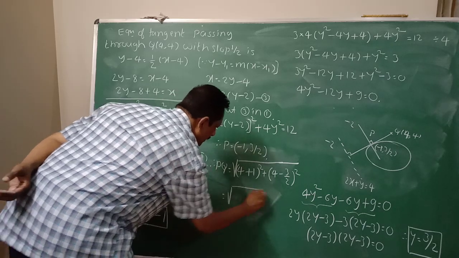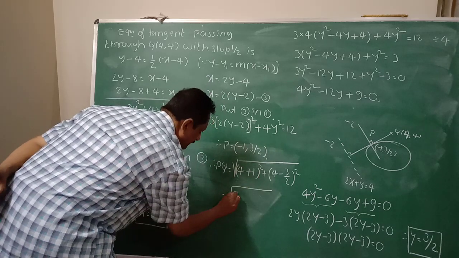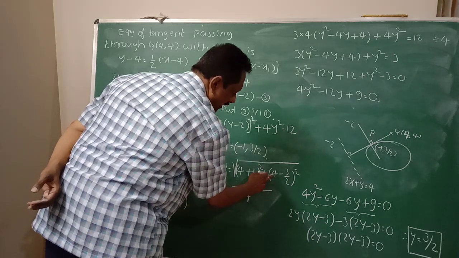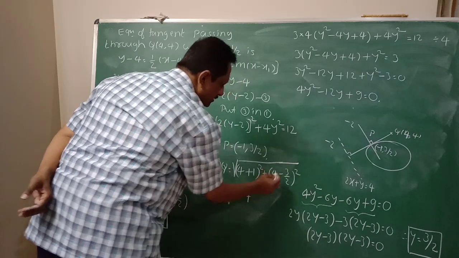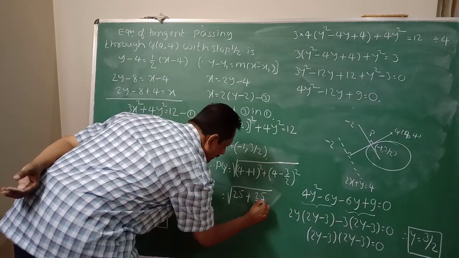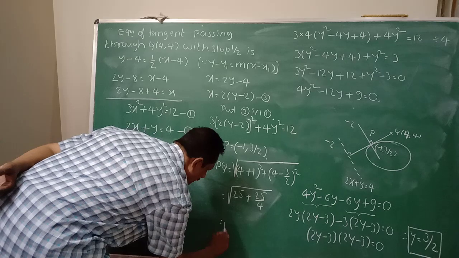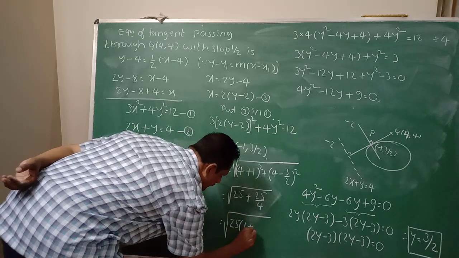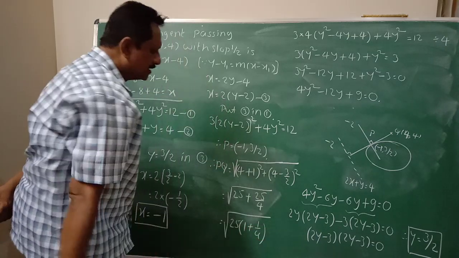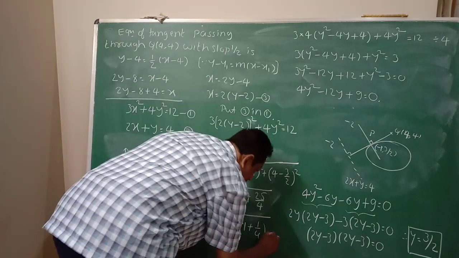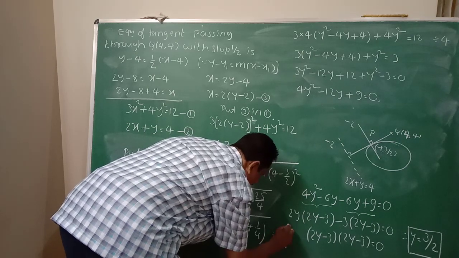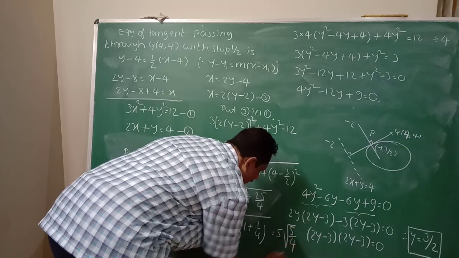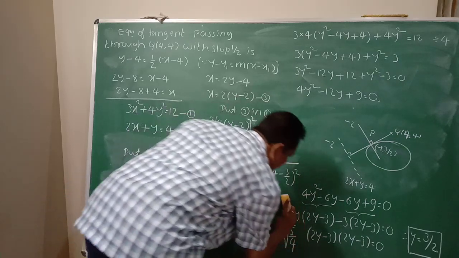Therefore root of 4 plus 1 is 5. 5 square is 25. So it is 25 plus 4 2s are 8. 8 minus 3 is 5. 5 by 2. 5 by 2 square is 25 divided by 4 here. Therefore root of, so 25 is the common factor here. 1 plus 1 divided by 4. And the square root of 25 is 5. Then the root of, so 4 ones are 4. 4 plus 1 becomes 5. 5 divided by 4.